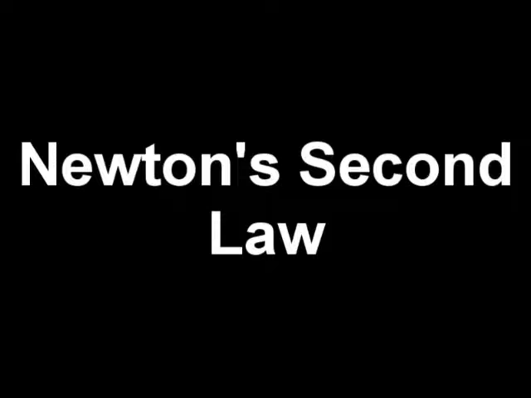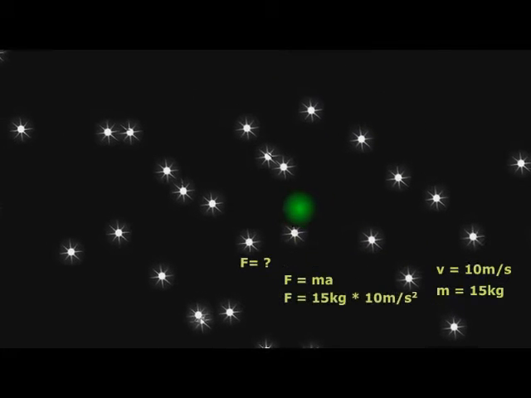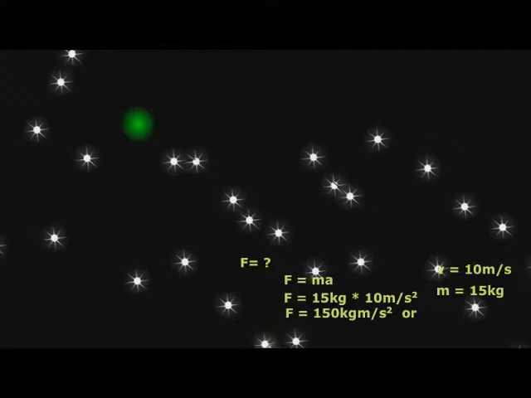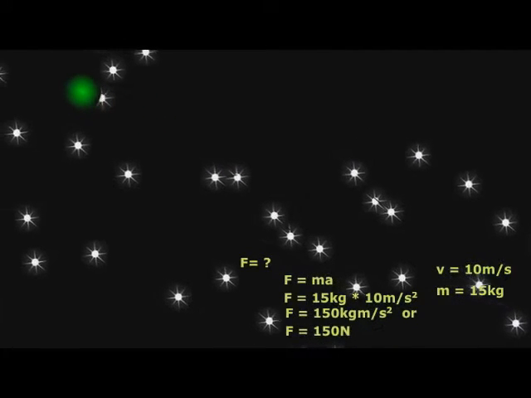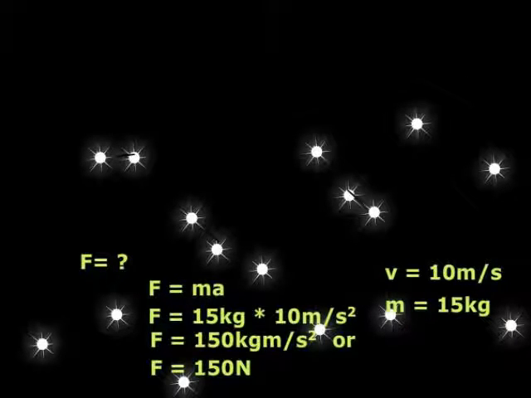The relationship between an object's mass m, its acceleration a, and the force applied F is F equals ma. Acceleration and force are vectors, therefore the direction of the net force vector is the same as the direction of the acceleration vector. We plug in the equation and we get F equals 10 times 15, which is 150 kilograms meters per second squared. We can also rewrite this as 150 newtons. This is because a newton is equal to 1 kilogram meter per second squared.